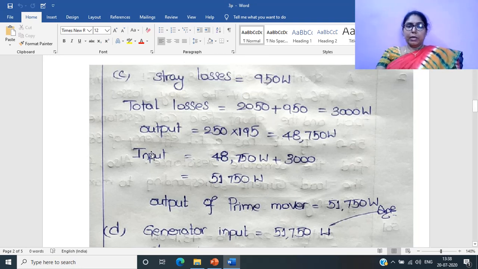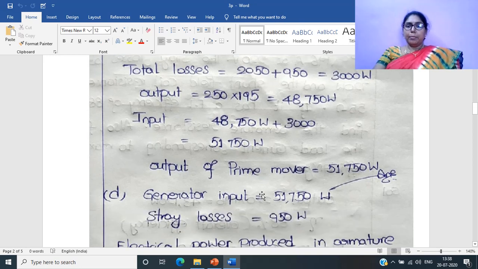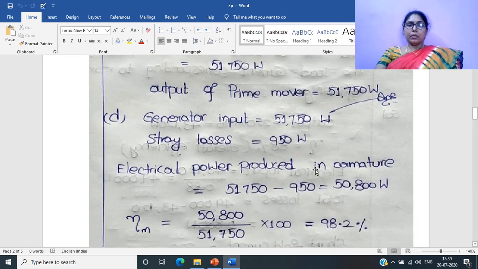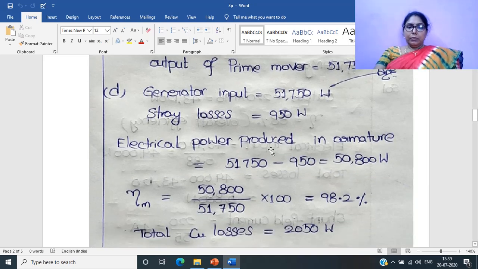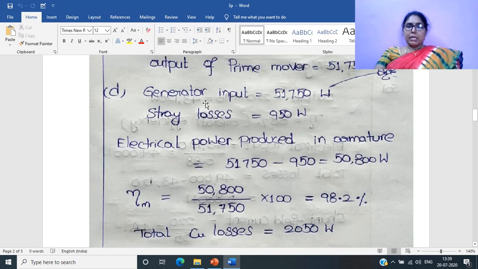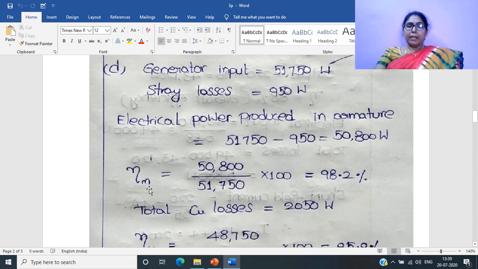Now the input equals the output plus losses: 48,750 plus 3000. Together it will give you 51,750 watts. The input to the generator is nothing but the output of the prime mover, that is 51,750 watts. For the last bit, we would like to calculate the different efficiencies of the generator. First, I would like to mention that till now we have calculated the generator input, that is 51,750 watts, and the stray losses they have mentioned, 950 watts. Now I would like to calculate the mechanical efficiency first.